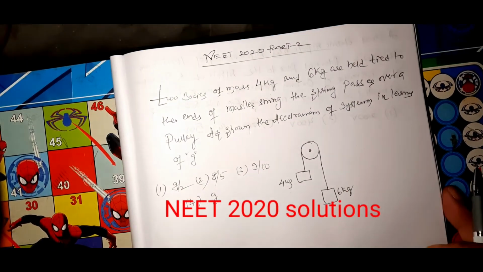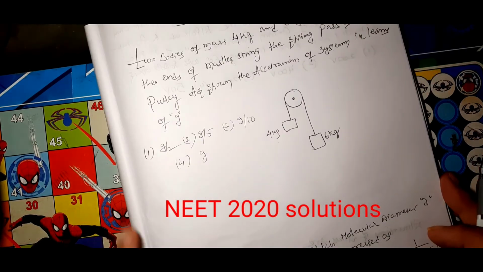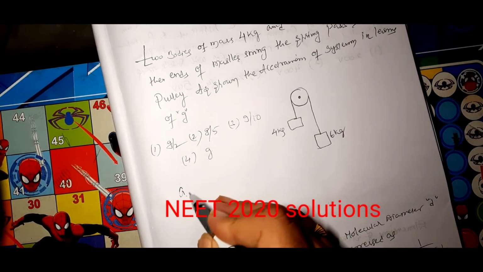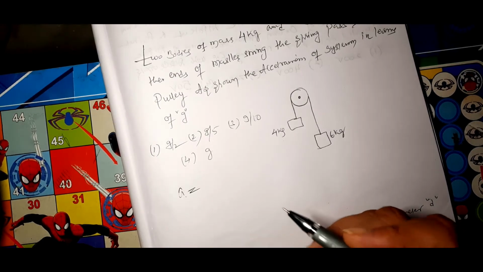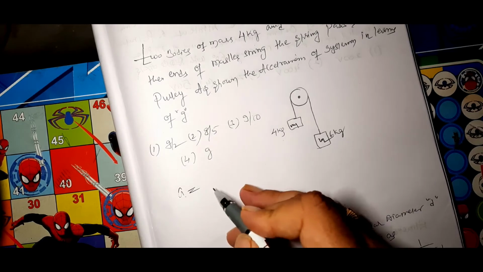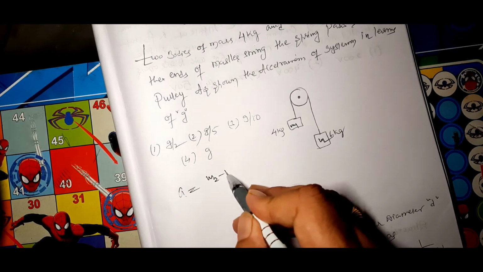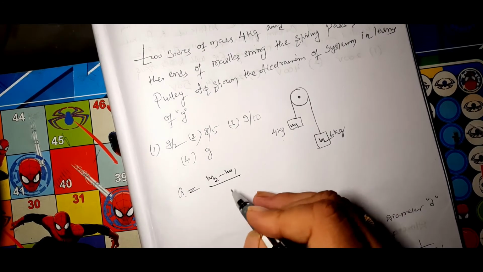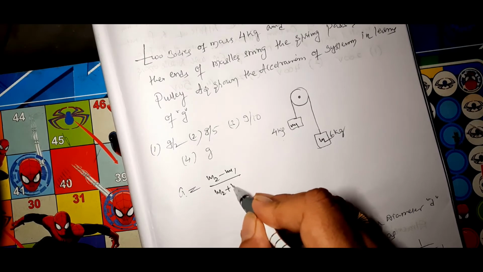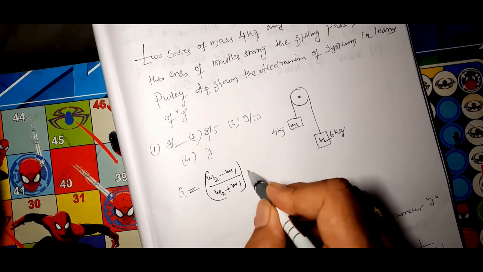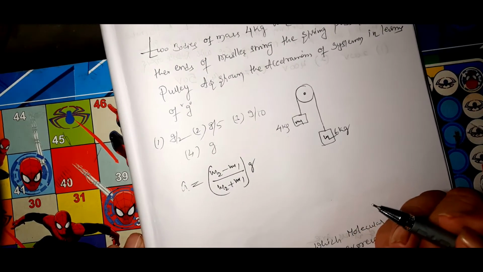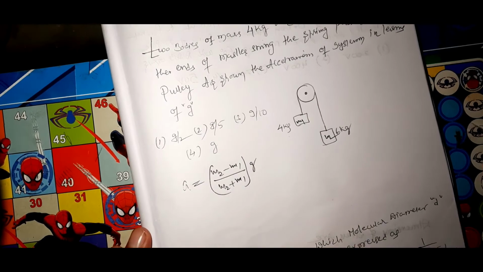There is a direct formula to solve this problem. That shortcut formula is the difference in masses. This is m1, this is m2. The difference in masses, m2 minus m1, divided by the sum of the masses, m2 plus m1, into g. This is the shortcut formula, and it is very useful in entrance examinations.